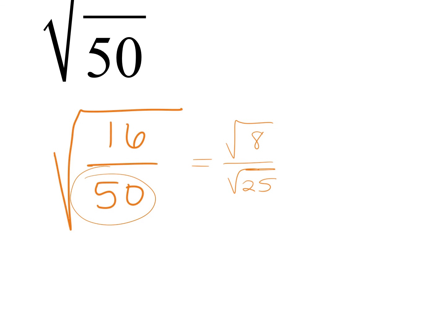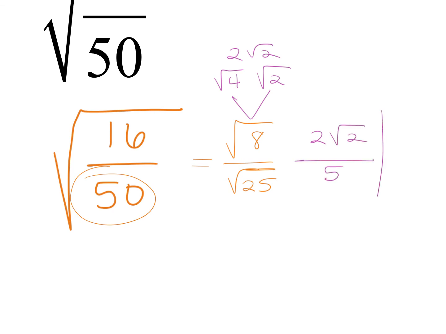So this becomes the square root of 8. What can you break that down into? 4 and 2. Okay, so this is 2 rad 2 for your numerator. The square root of 25 is 5. And look how simple that is if you do it that way.